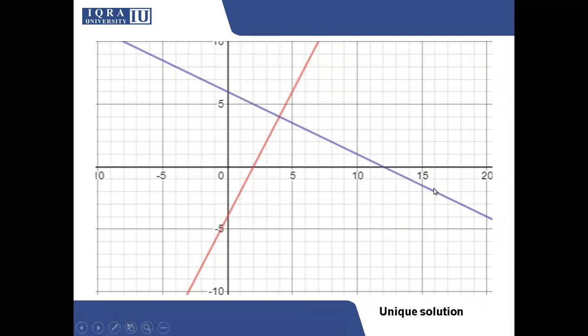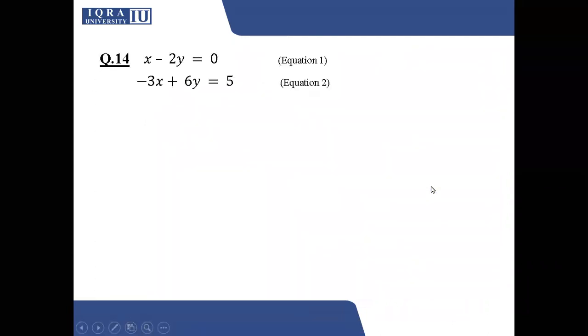This was a case of unique solution. So let's take a look now at a case where we have no solution. Again, this is question number 14, same exercise. I'll label the first equation as equation 1. The second equation, I'll call it equation number 2. Again, I'll repeat the same old steps.